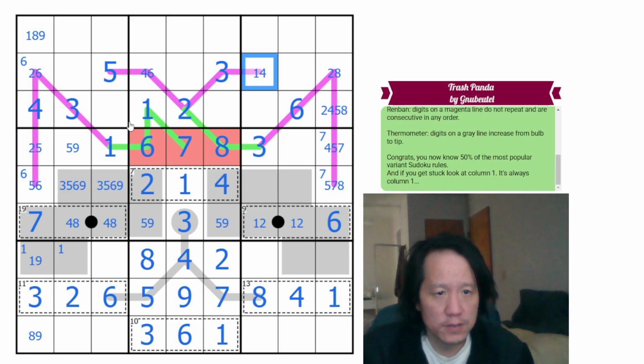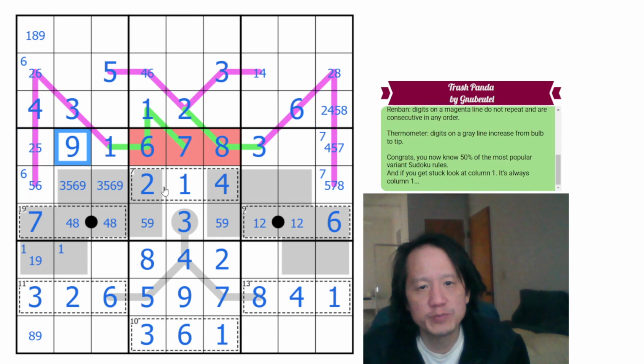Let's see. We know that can't be 5. So where is the 5 in column 1? It has to be one of these two cells, which means 5 cannot be in the rest of the box, because the 5 in box 4 has to be in one of those two cells also. Therefore, this can't be a 5, which makes this a 9.